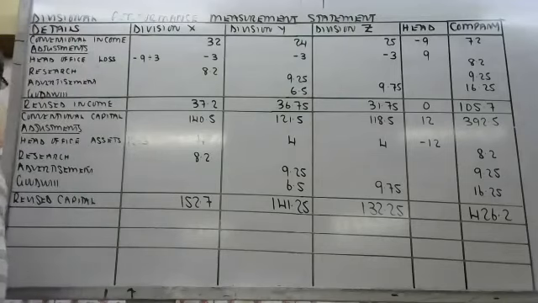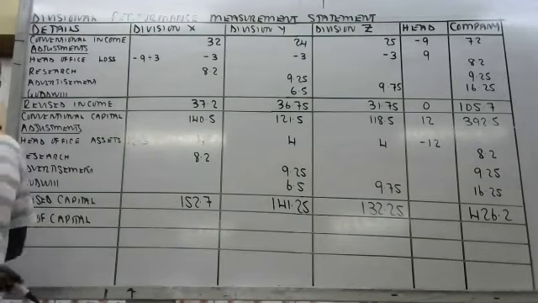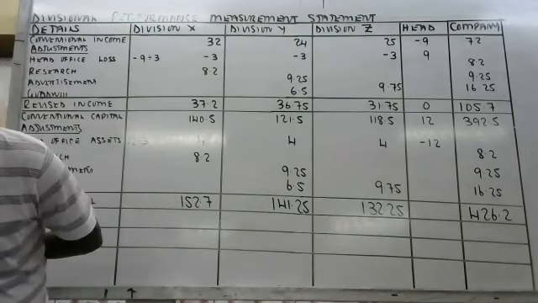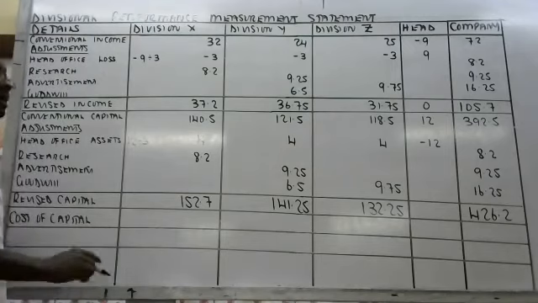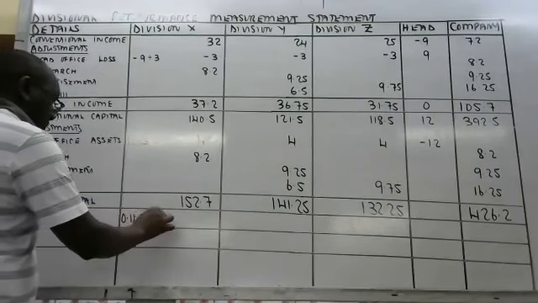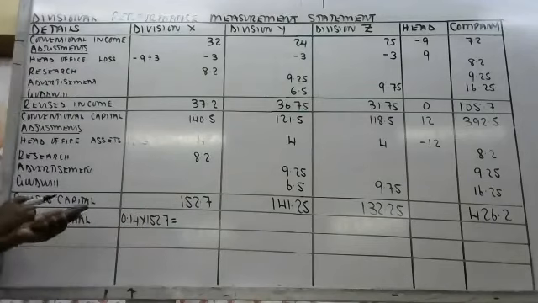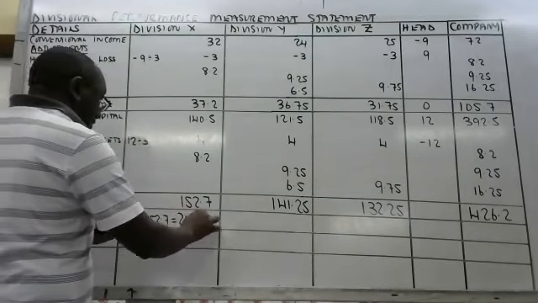Okay, so if that is okay, I now proceed to have cost of capital. And cost of capital, we are told it is what? According to information 5, it is 14%. So it is 0.14 of 152.7. So 0.14 times 152.7 is 21.378.